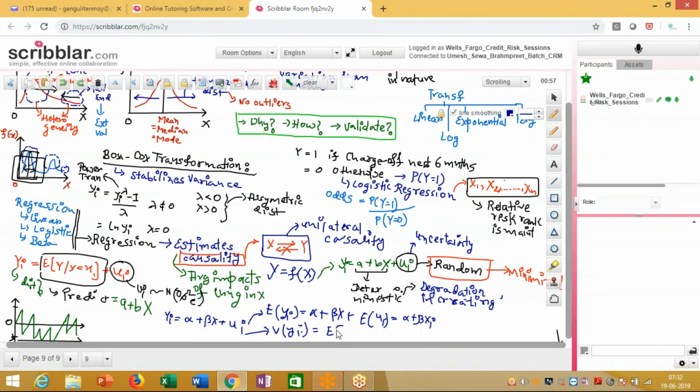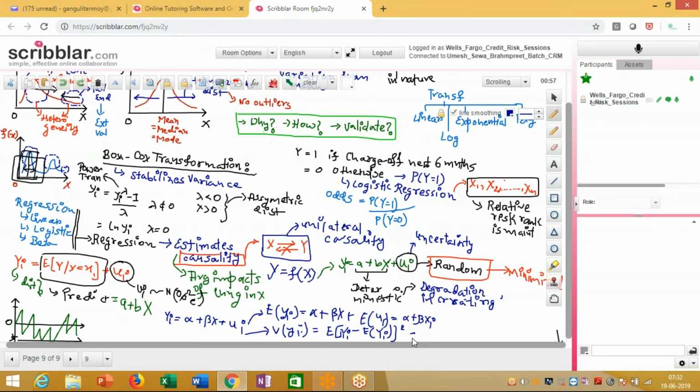The variance of yi is yi minus the expectation of yi. That is, when you compute the variance, what you do is you take the difference of the observation from its mean, you square it, and you take an average of it.